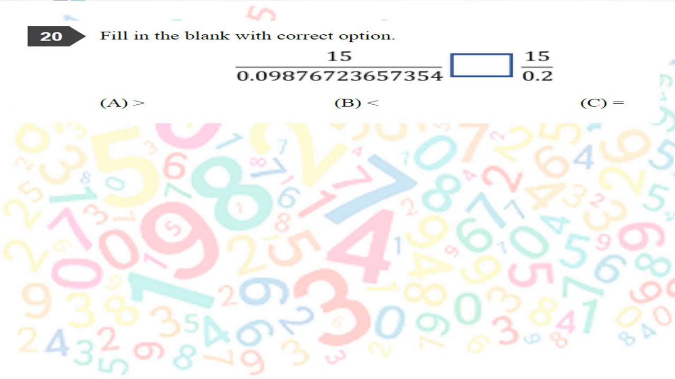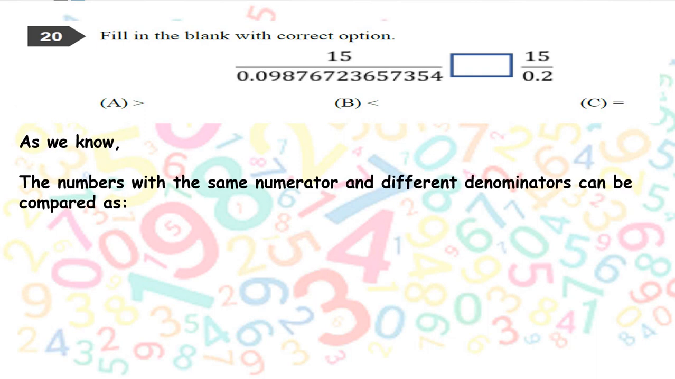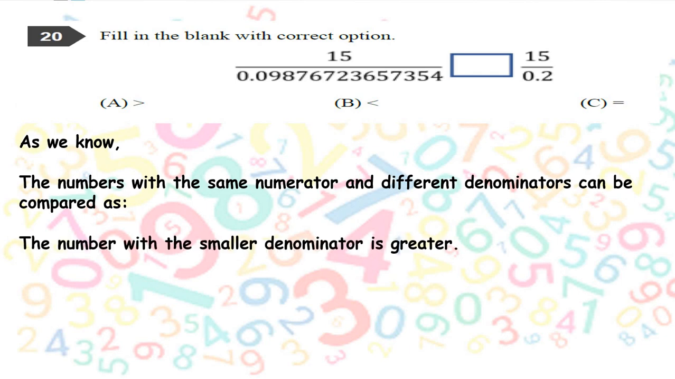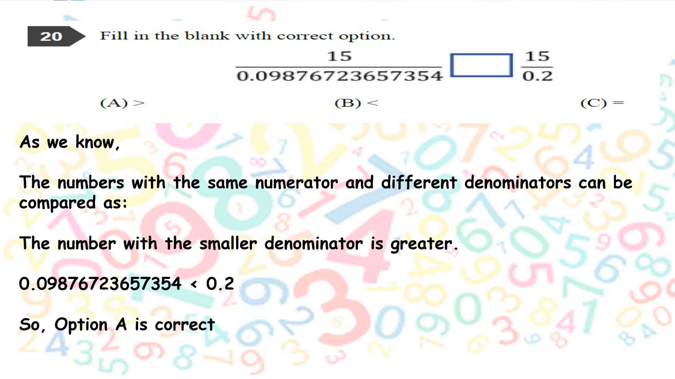Next, fill in the blank with correct option. Now see students, here we see that two fractions are given whose denominators are decimal numbers. So now you know very well, the numbers with the same numerator and different denominators can be compared as the number with the smaller denominator is greater. So which denominator is smaller? Yes, the first one is smaller. So which sign would be put here? The greater than sign, which is option A. So option A is correct.